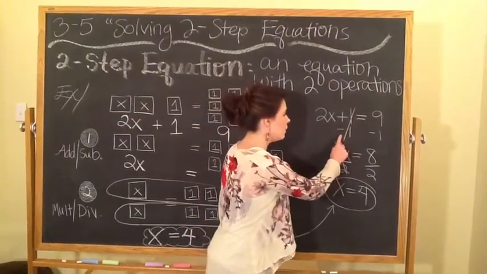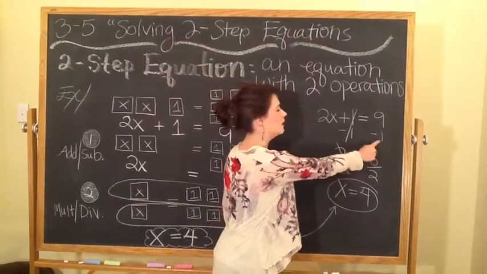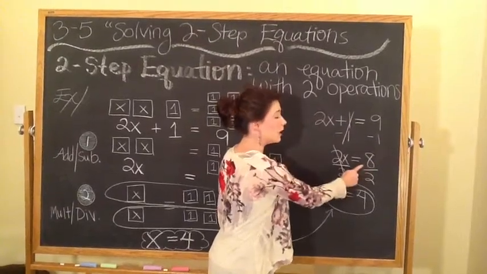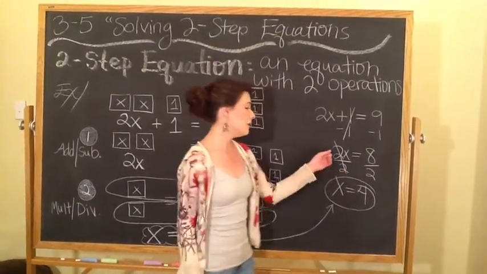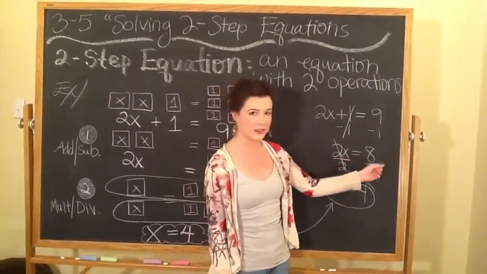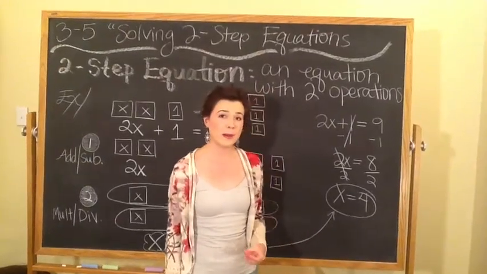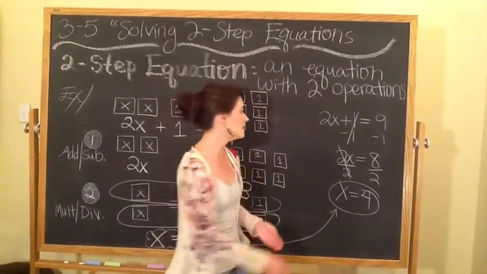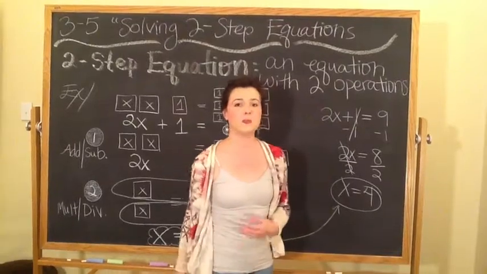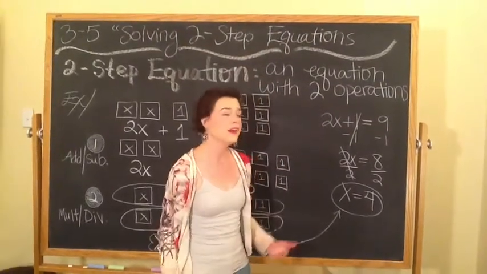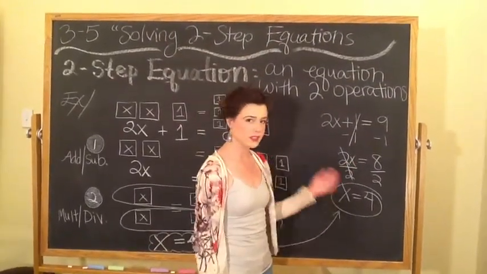I take away 1 from over here, that cancels that out. Take away 1 from over here, and we're left with 8. So now we have 2x equals 8. We still want to get our x term by itself, because we want to see what the missing piece of the puzzle is. We have to take everything else away to see what is revealed for this x.